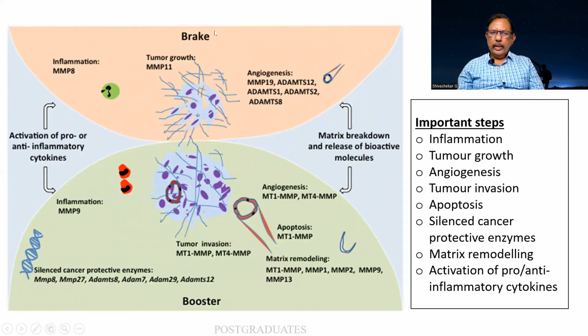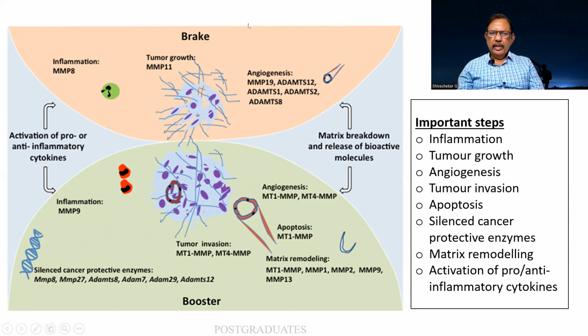So this is an important one. There are certain substances which are applying a brake. There are certain substances which are promoting the spread. So these are given over here. They can be the inflammation, tumor growth, angiogenesis, etc. The same things are given over here. And there are the various matrix metalloproteinases. Booster, for example, this will be helping in the promotion of it. And these are the various steps: inflammation, tumor growth, angiogenesis, invasion, apoptosis, silenced cancer protective enzymes, matrix remodeling, and the pro and the anti-inflammatory cytokines. So this is a beautiful picture for us to have a clear concept.